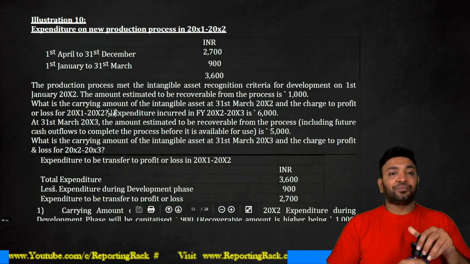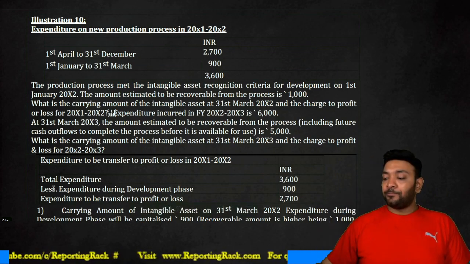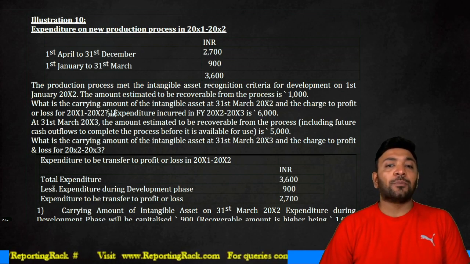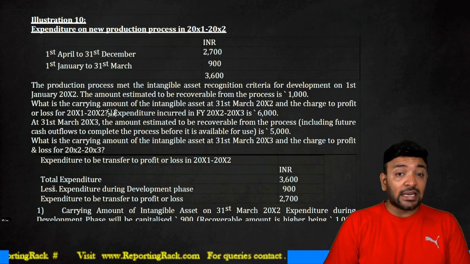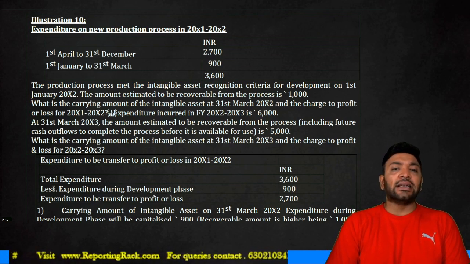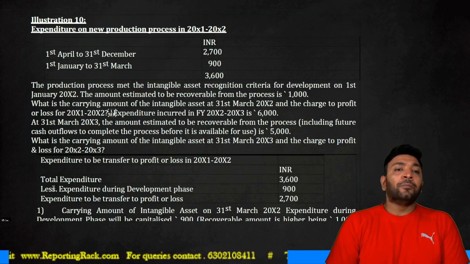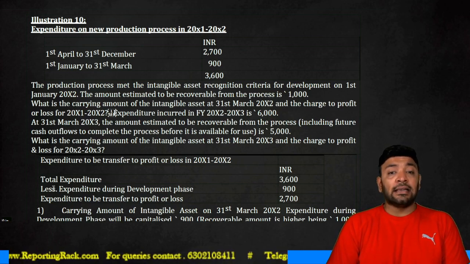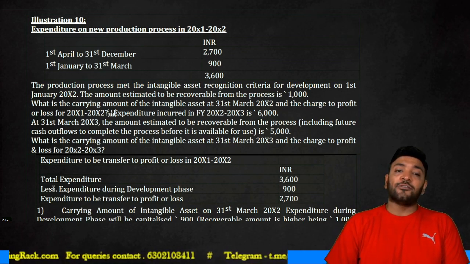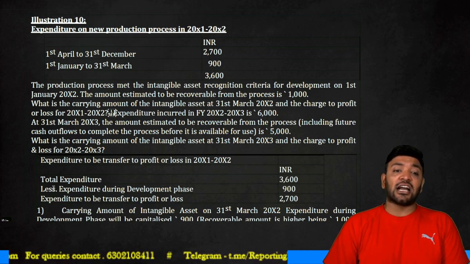Illustration 10. Expenditure incurred on the new production process for the year 21-22, 1st April to 30th December, is 2,700. Jan to March was 900. The production process met the recognition criteria for development on 1st Jan. So all expenditure incurred until that date is charged to P&L.